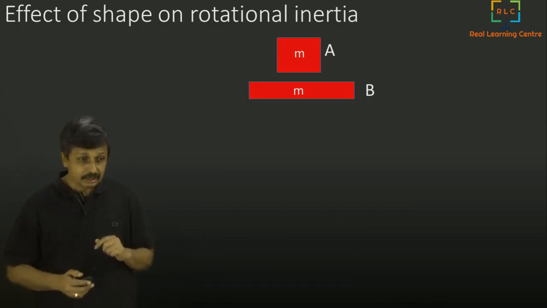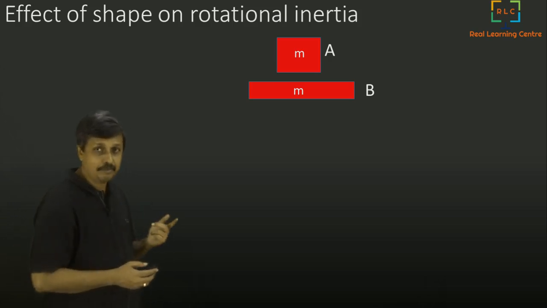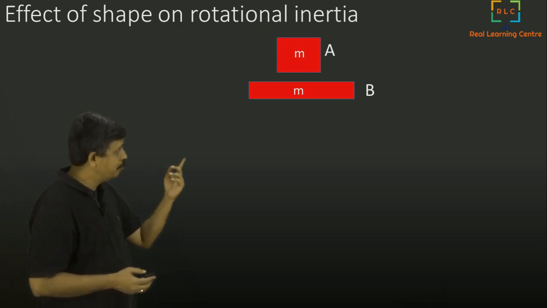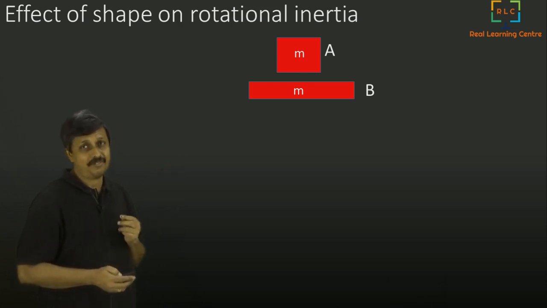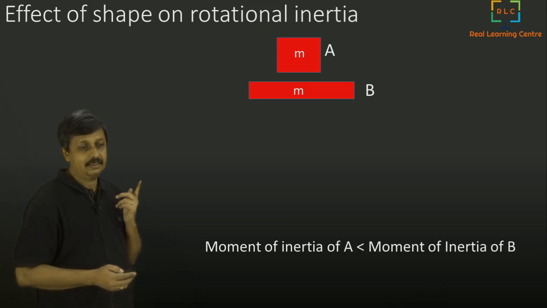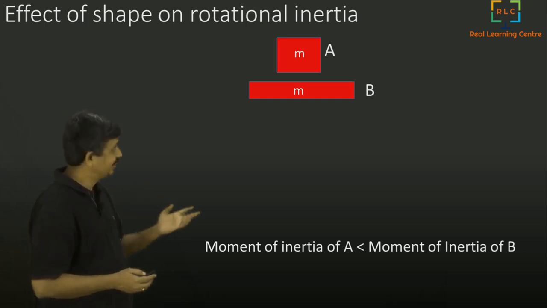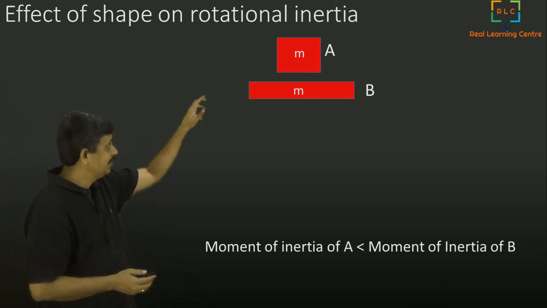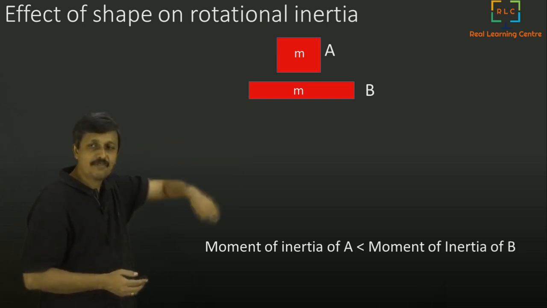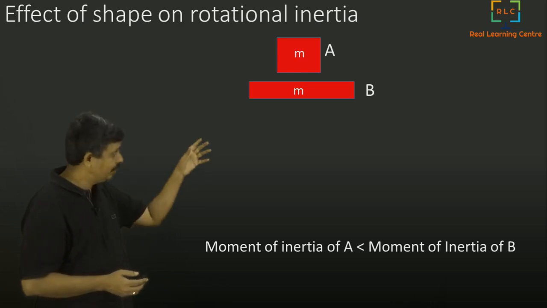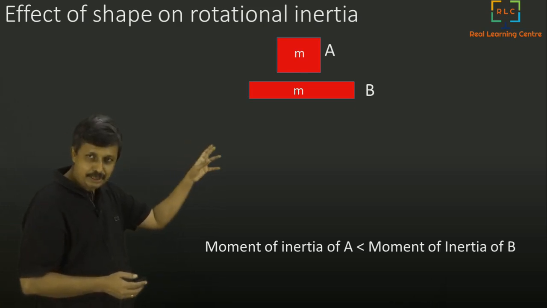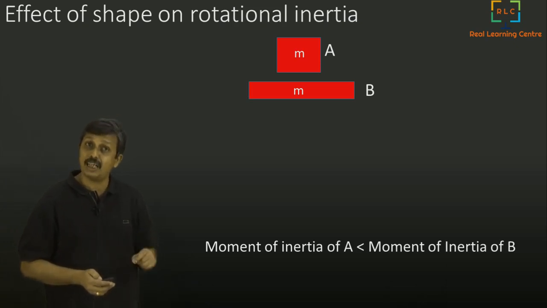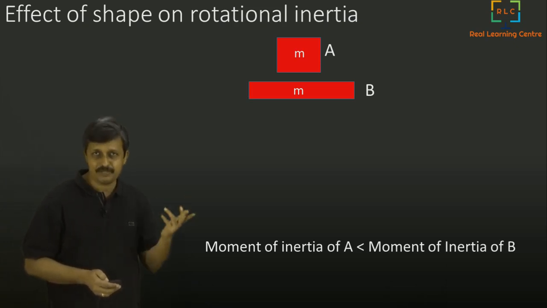Now take, for example, A and B. Both A and B have the same mass, but the moment of inertia of A is less than the moment of inertia of B. That means it is easier, less torque is required to rotate A, and the second one is a little harder. That means it picks up speed slowly. So that is the effect of shape on the rotational inertia, or moment of inertia.